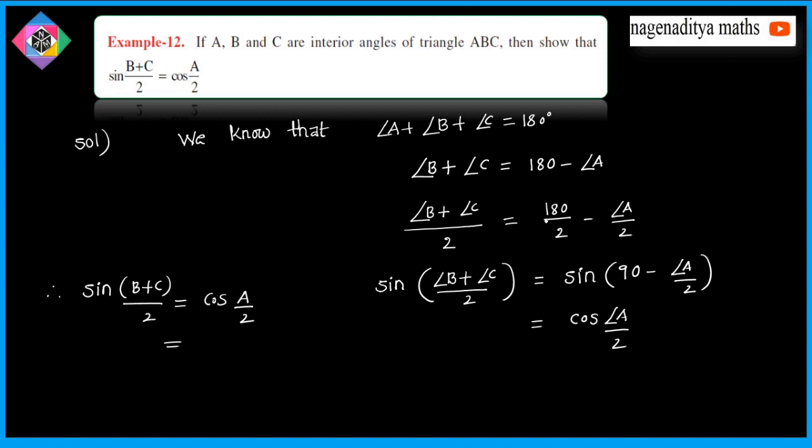We're taking sine ratios on both sides. Sine of angle B plus angle C over 2 is equal to sine of 180 by 2, which is 90, minus angle A by 2. So sine of 90 minus A by 2. Okay, sine of 90 minus theta is cos theta. So here sine of 90 minus angle A by 2 is equal to cos angle A by 2. Okay, therefore sine of angle B plus C by 2 is equal to cos of angle A by 2. So that is what we have to prove in this problem. Okay.